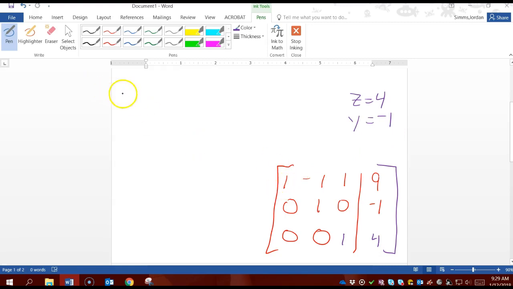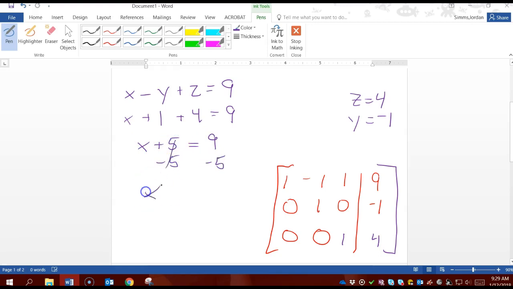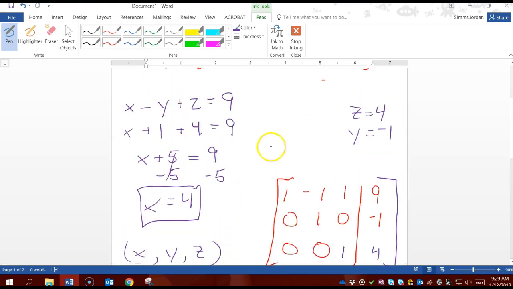And then this one, I know that x minus y plus z equals 9. Right there, that's our top one. So 1x minus 1y plus 1z equals 9. And I know what z and y are, so let's go ahead and just rock this one out. Negative 1 is plus 1, plus 4 equals 9. Combine some like terms here. We got x plus 5 equals 9. I'm going to subtract 5 now, just doing algebra. X equals 4. Okay, so as an ordered triple, remember we always want x comma y comma z. So our answer is going to be 4 comma negative 1 comma 4.